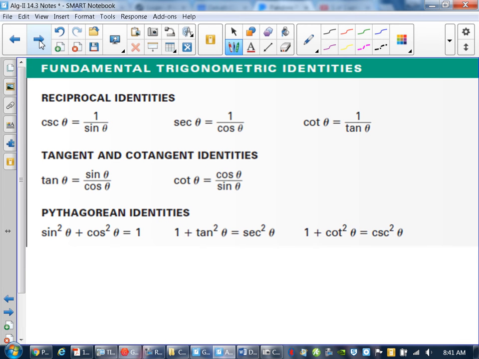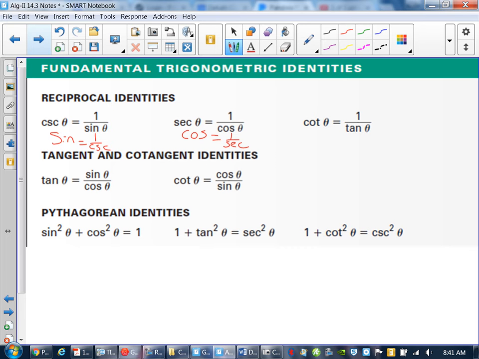Like these, which you already kind of knew. You know that cosecant is 1 over sine, which means that sine is 1 over cosecant. You knew that secant was 1 over cosine, which meant cosine is 1 over secant. You might want to write this down.